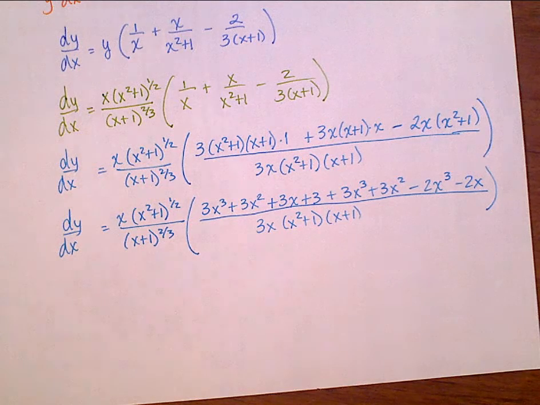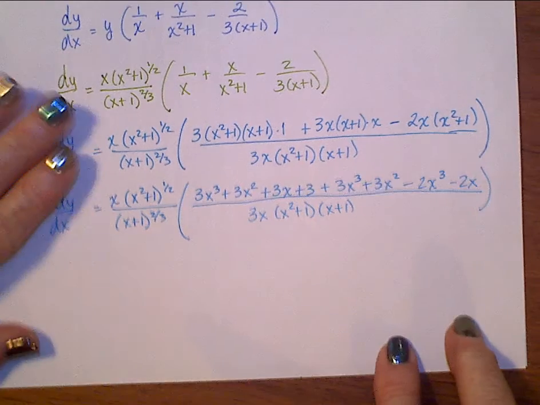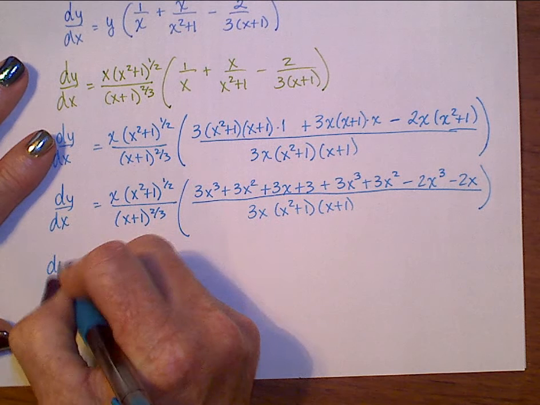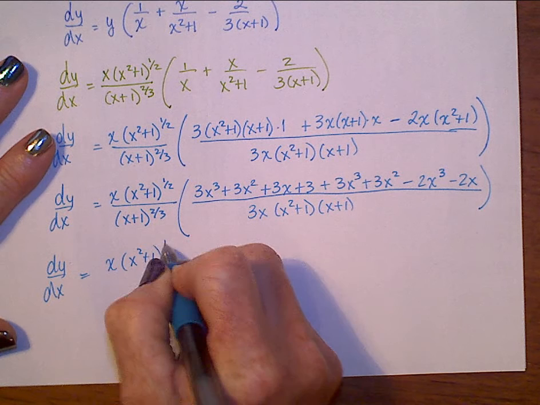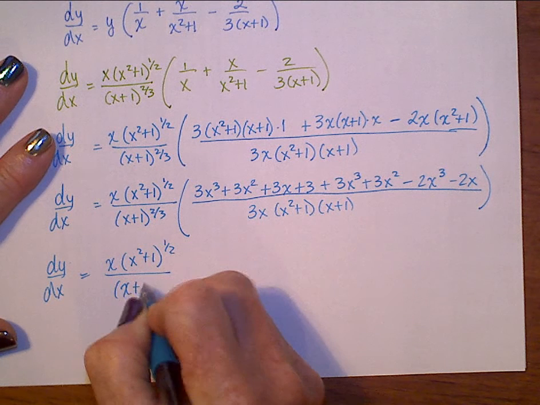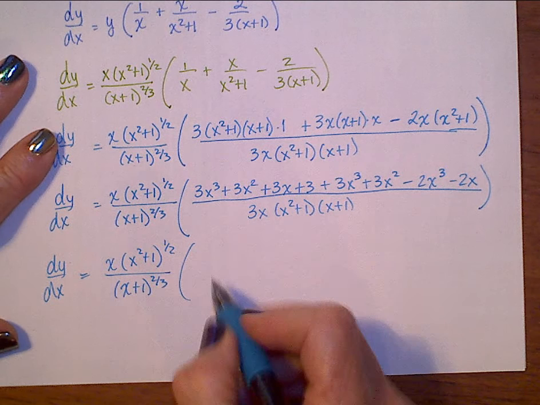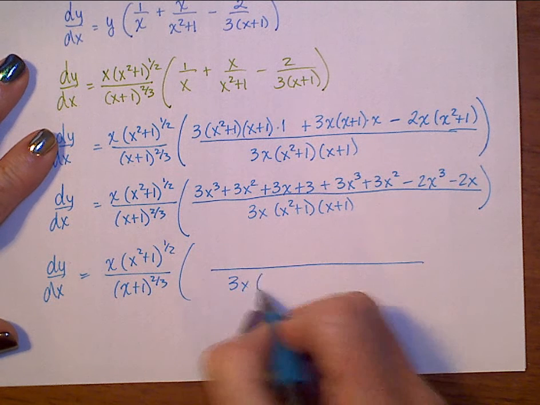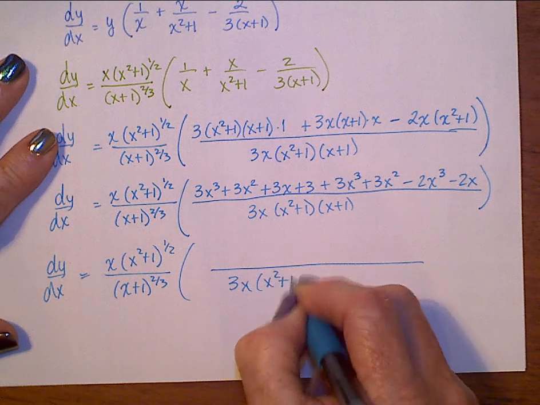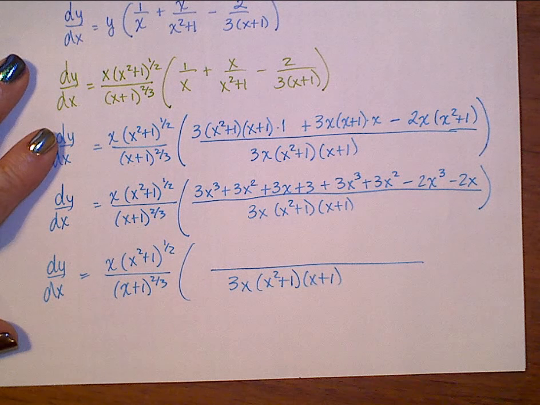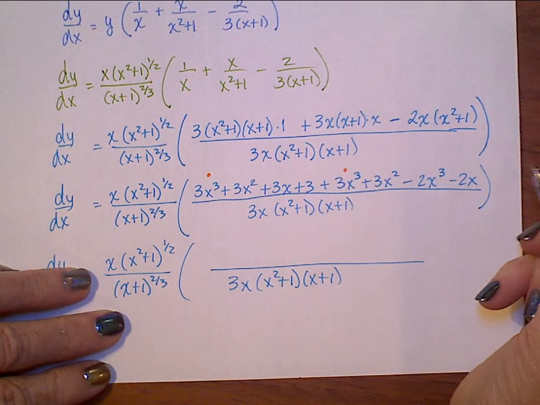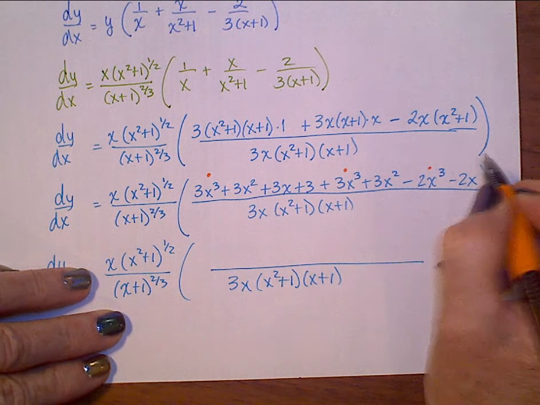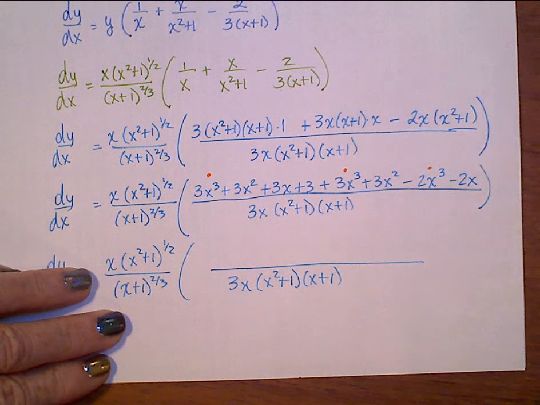Oh boy. All right, let's go through and combine some like terms. X squared plus 1, x plus 1. All right, let's see. My x cubed, I have a 3x cubed and another 3x cubed. That's 6x cubed minus 2x cubed. There's 4x cubed.